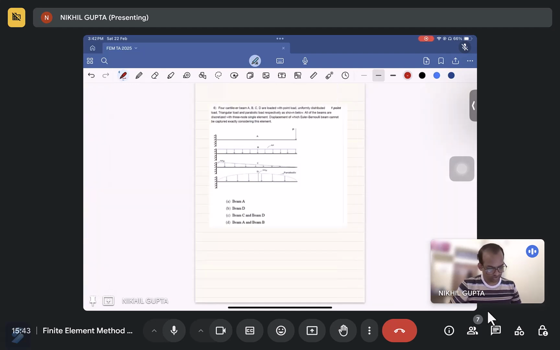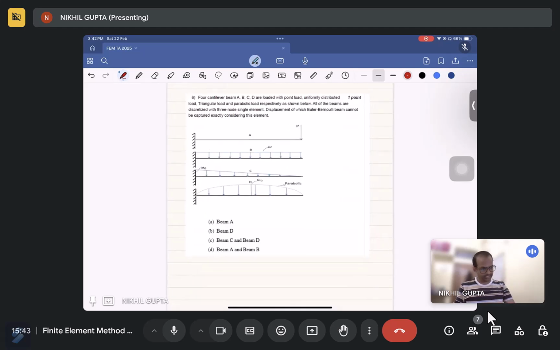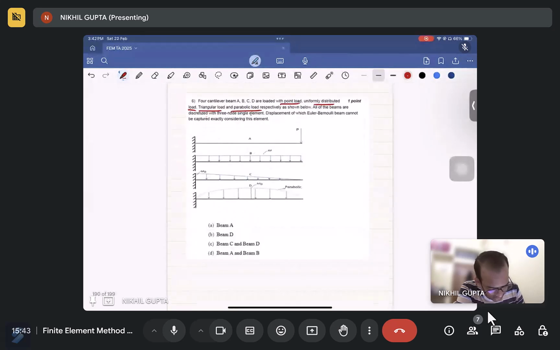Okay, so question number 6. This is a good question. Let's read it. Four cantilever beams A, B, C, D are loaded with a point load, a UDL, a triangular load, and a parabolic load. All the beams are described with a 3-node single element. The displacement of an Euler-Bernoulli beam cannot be captured exactly by considering this element for which beam?